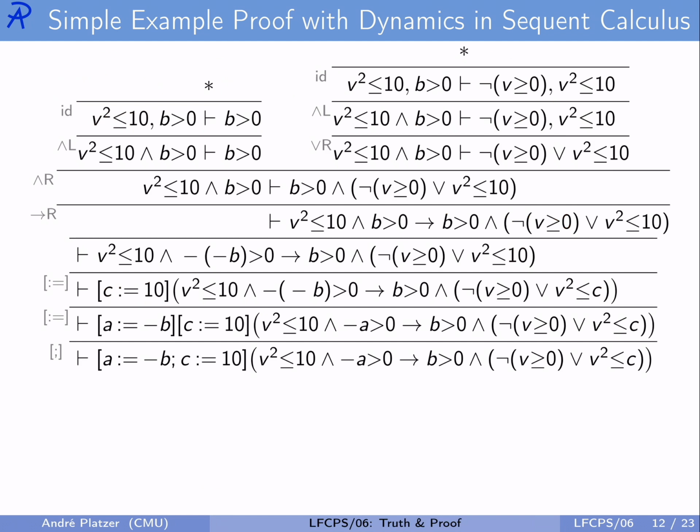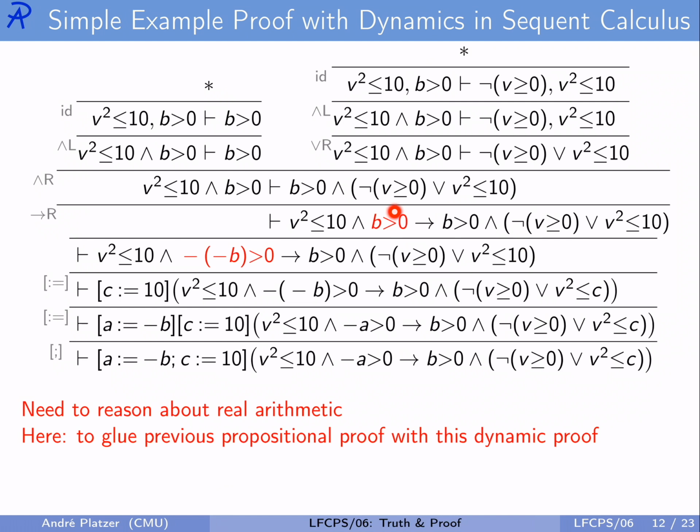And now we can simply copy-paste the proof we already had before, because coincidentally the remaining sequent that we have right here is just the propositional logic we already saw. Copy-paste. Slight twist here and there. We don't quite have the exact same arithmetic form. In other words, we will also need to start to learn to reason about real arithmetic. But we can already glue the previous propositional proof with this little tiny bit of arithmetic together with the dynamics proof that we have right here to have a pretty rigorous proof of this differential logic formula.